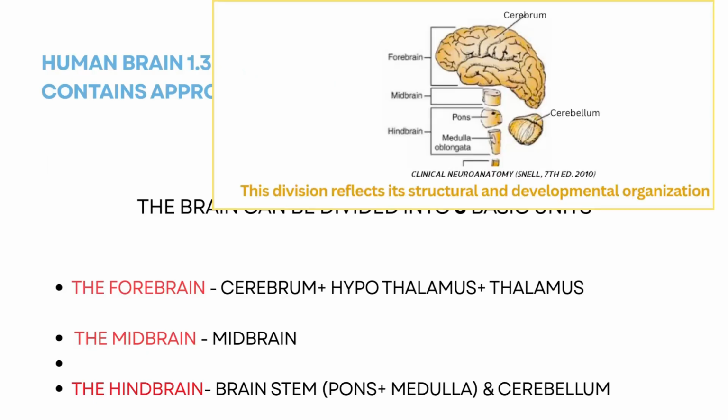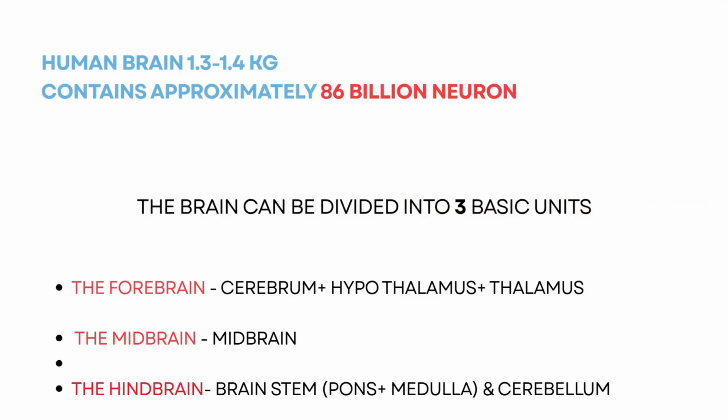The forebrain consists of the cerebrum, hypothalamus and thalamus. The midbrain consists of the midbrain, that is the top part of the brainstem, and the hindbrain consists of the brainstem, that is pons and medulla, and the cerebellum.